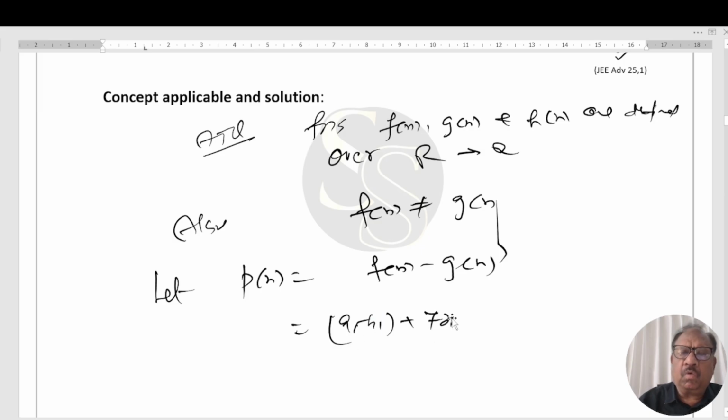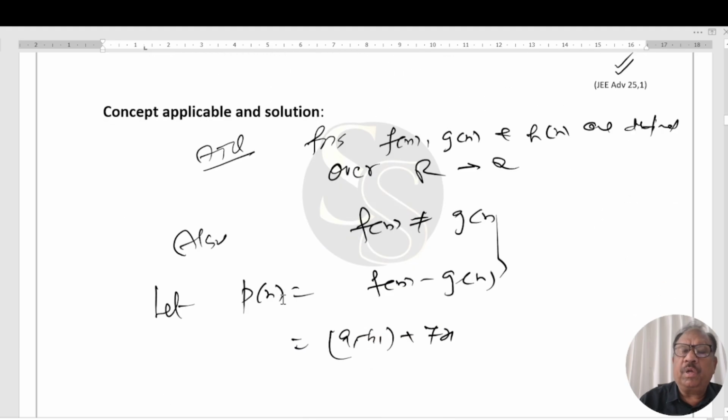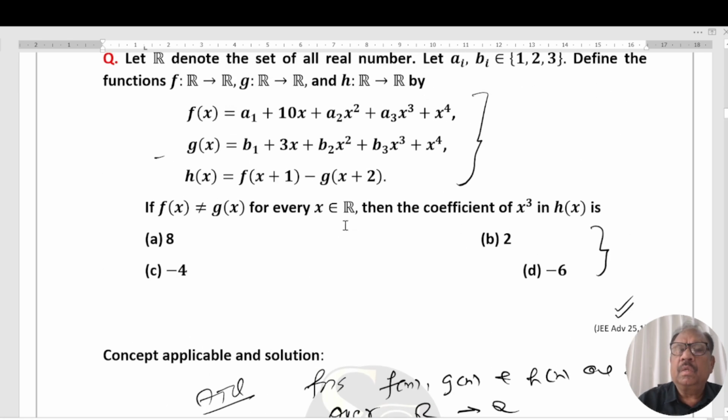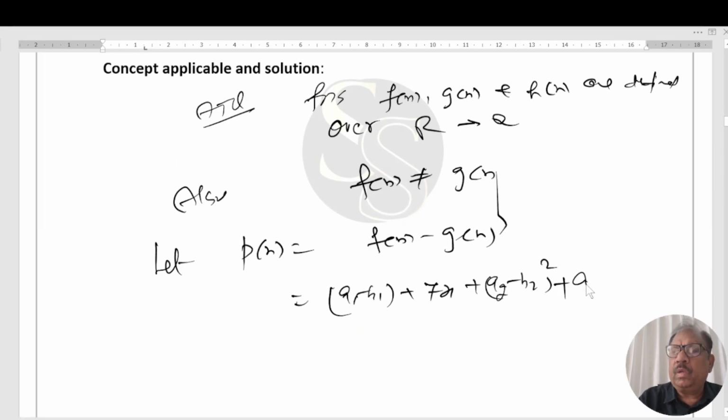a1 minus b1 constant term plus x term, then a2 minus b2 x square, plus a3 minus b3 x cube, a3 minus b3 x cube.